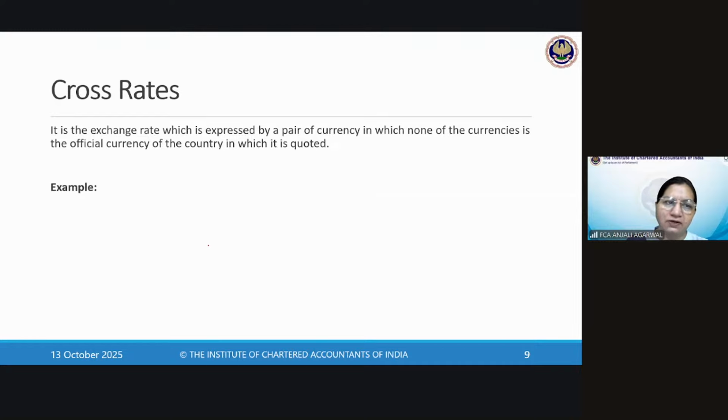Another very interesting concept here is the exchange rate, which is expressed by a pair of currencies in which none of the currencies is the official currency of the country in which it is quoted. Let's see an example. I have the price of USD against pound. Okay. And I have the price of USD against euro.